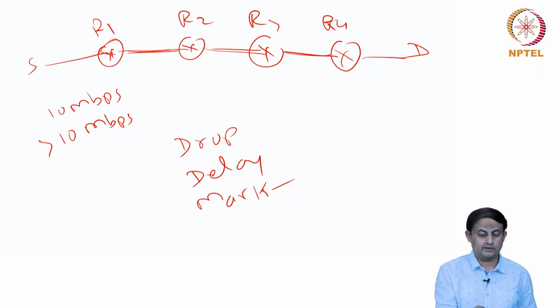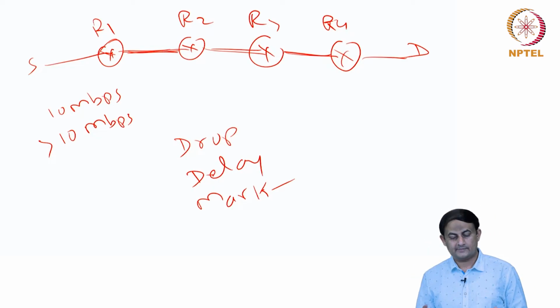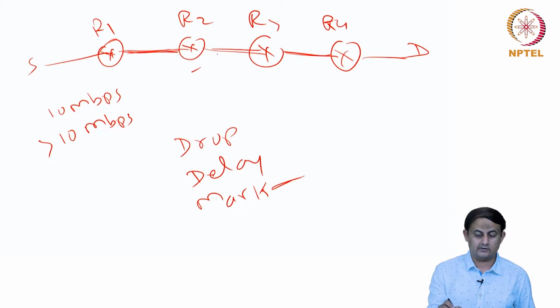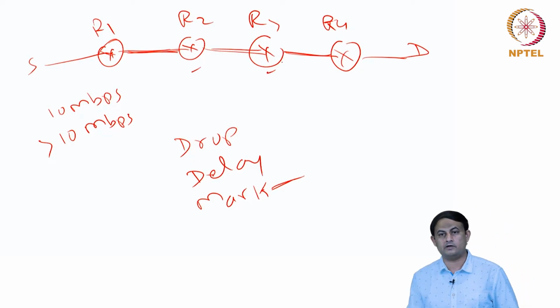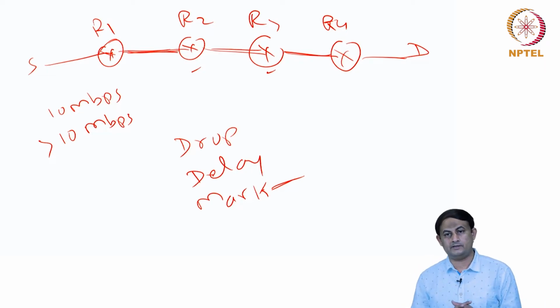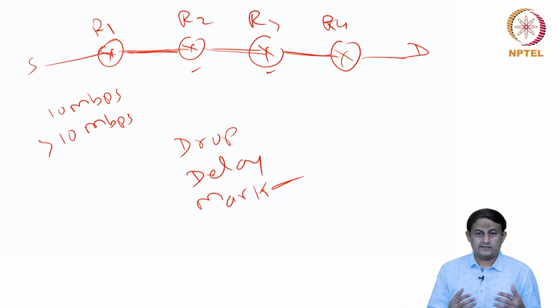So if there is available bandwidth between R1 and R2, R1 can still transmit the packets in excess of the 10 Mbps, but with the remark in the packet saying that if any of you, let's say R2 or R3 or R4, any one of them are having issue in providing or transmitting more than 10 Mbps, they can probably drop the packets. So either of these things.